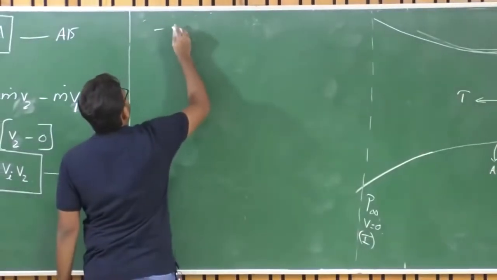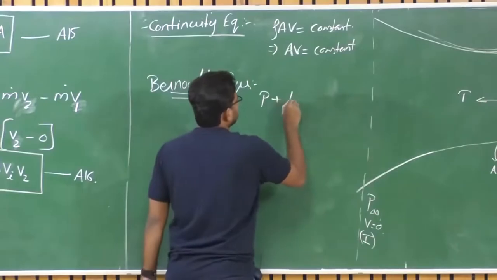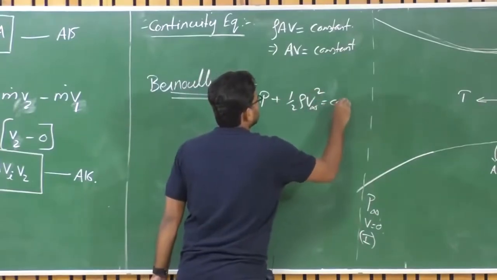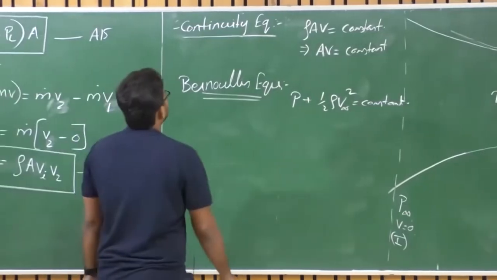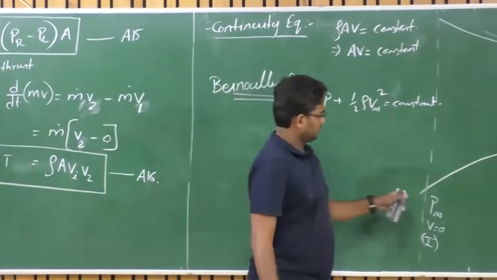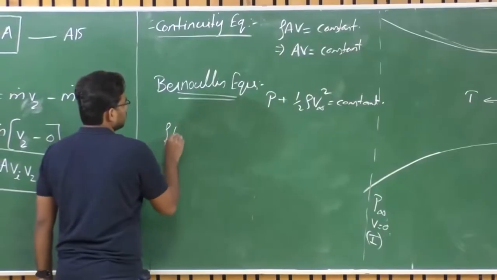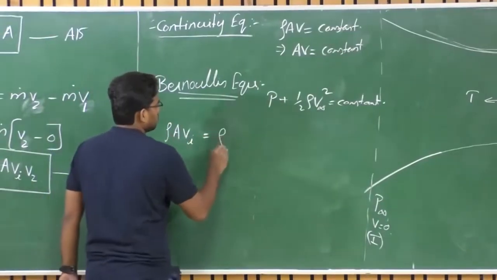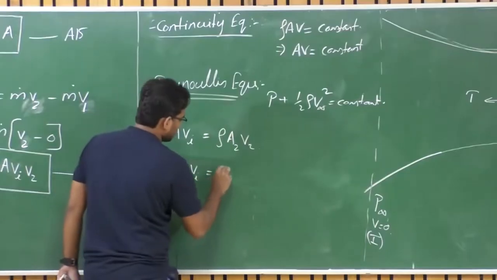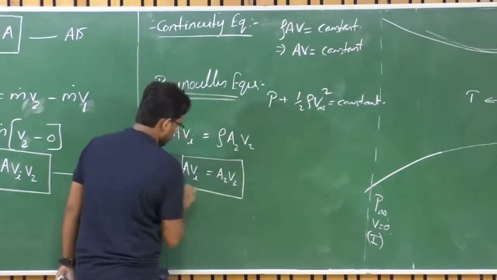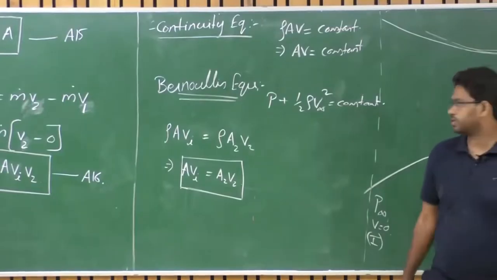Now let us also look at this. According to Bernoulli, P plus half rho V square is equal to a constant along a streamline here. Now let's look at mass conservation here. Rho A V I should be equal to rho A2 V2, which gives A V I equals A2 V2, where V2 is the velocity measured when the static pressure equals P infinity.